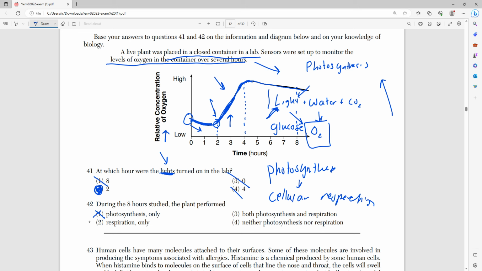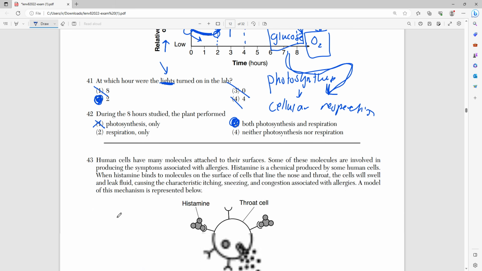Because guess where this glucose is going? This glucose is going right to the cellular respiration, in order to make ATP. So both photosynthesis and respiration are always going on at the same time in most plants. That leaves us with 43.